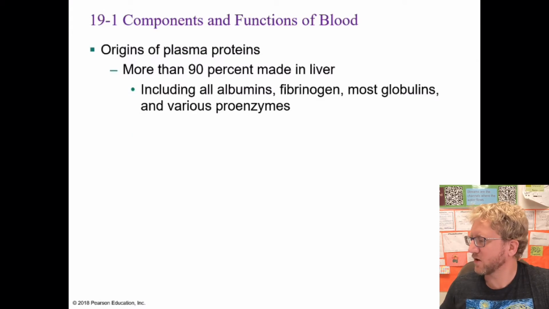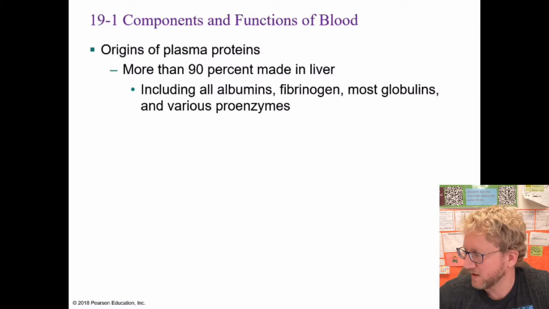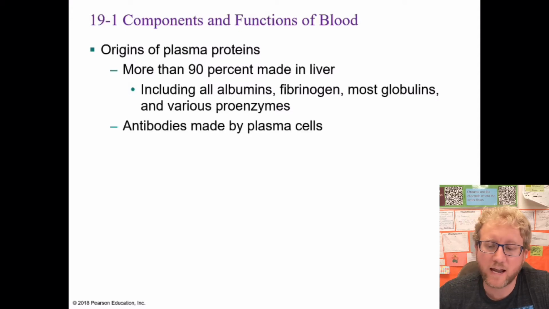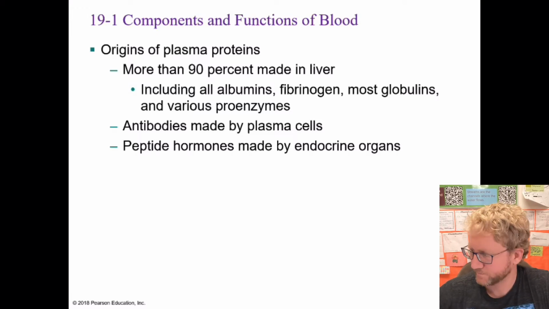Most of your plasma proteins are going to be made in your liver. Your liver is super important. We'll talk about your liver when we get to the digestive system. Albumins, fibrinogen, the globulins are all made in your liver. Your antibodies, the immunoglobulins, are made by plasma cells. Those are specialized white blood cells, which we'll get into in greater detail when we do the immune system. And peptide hormones, which are made by your endocrine organs, make up the rest.